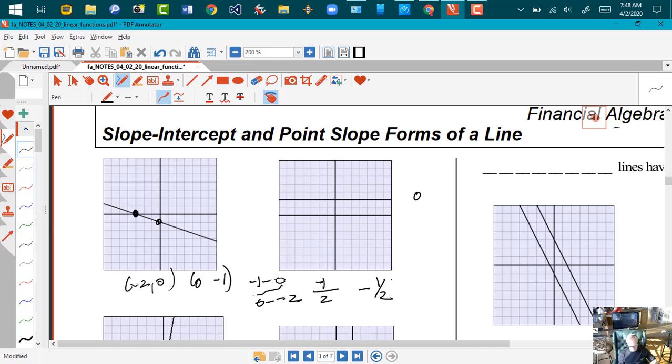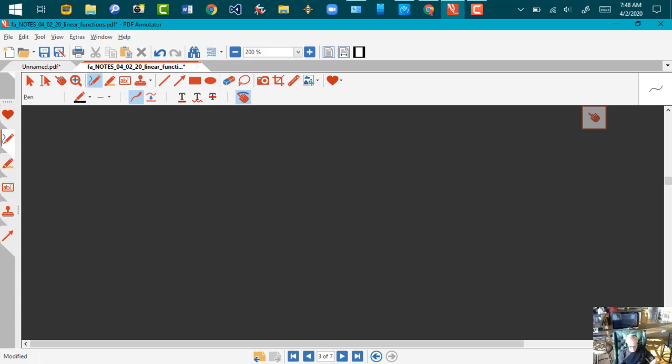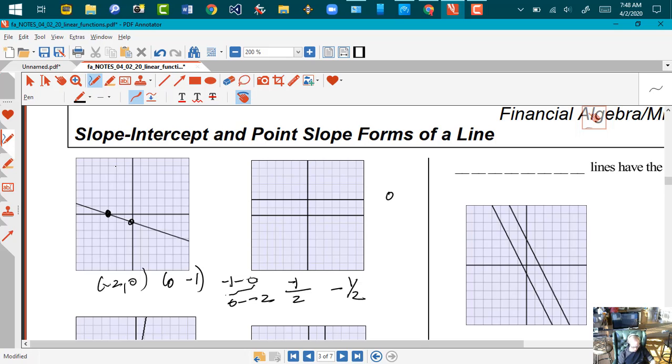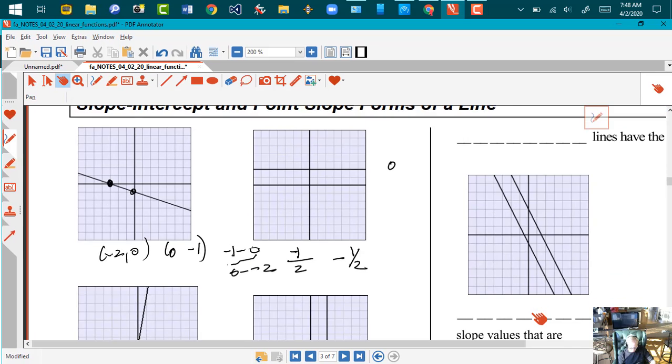And if you're computing slope, you should always look and make sure that the sign that you get corresponds to the direction that the line is going. So I would expect a negative slope value since that line goes down as you move from left to right.